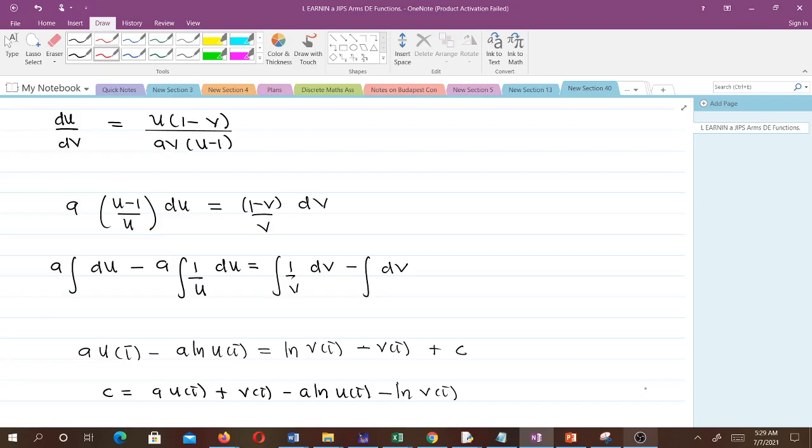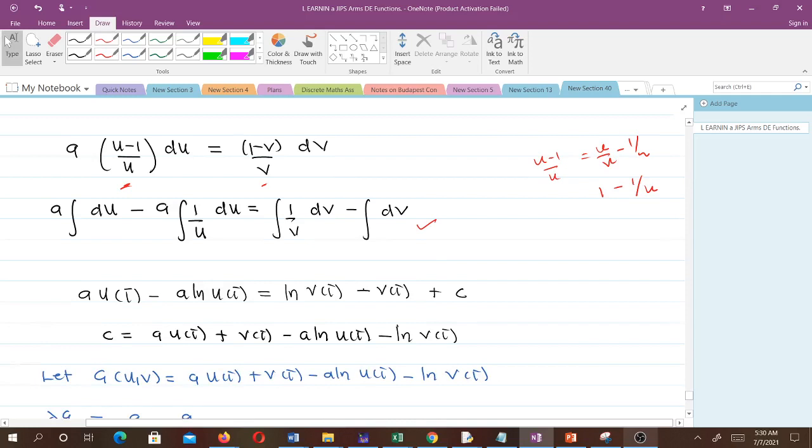We integrate both sides, the left-hand side with respect to u and the right-hand side with respect to v. We just expanded what we had here. U minus 1 over u is the same as u over u minus 1 over u, which is 1 minus 1 over u. Then we have our a, and the same thing applies here. When we integrate, the constant 1 gives us u, so here we get u of tau. The u of tau means that u is just a function of tau.